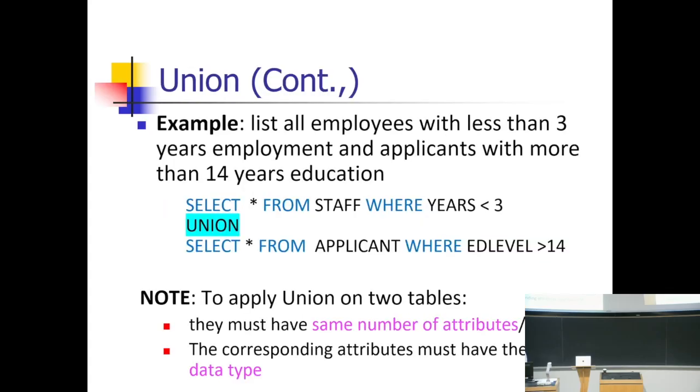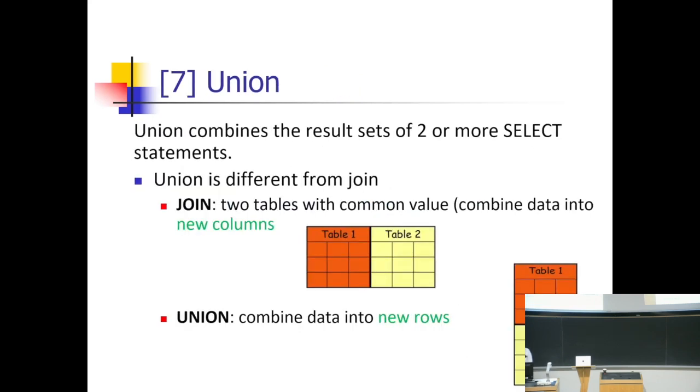So this is an example. For example, listing all employees with less than 3 years of employment, and applicants with more than 14 years of education. In both cases, we assume that these two tables have the same number of columns, and the data types are the same, because from both we are using the years. Here is the years of employment, here is years of education, and so we can use union. So they must have the same number of columns, and the corresponding attributes must have the same data type. And that is obvious, right? You cannot have, for example, column 1 as integer and continue it with a string or text or something else.